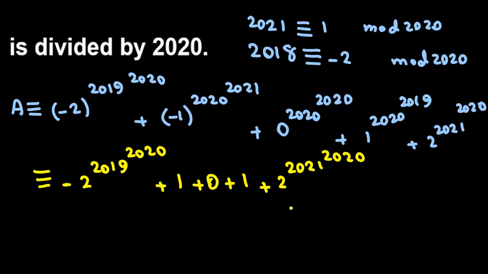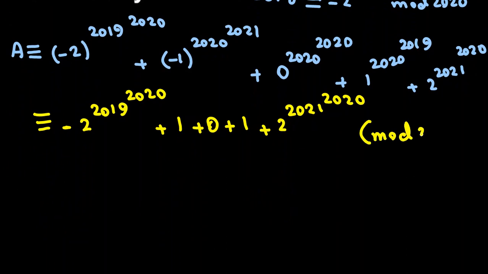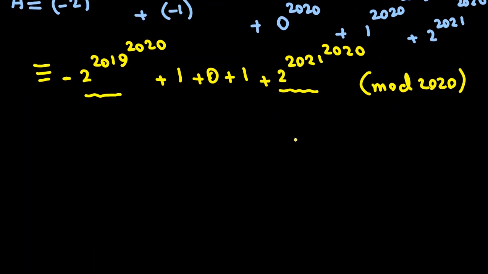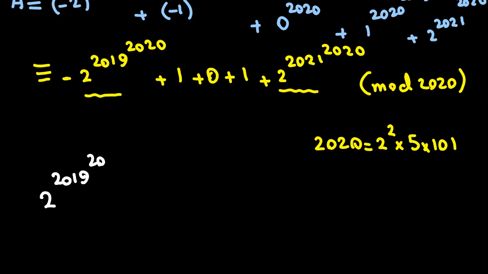So now we should focus, mod 2020. Now we should focus on finding this number and this number when divided by 2020. Okay, so as you remember, in one part I said when you have this number 2020, it's the LCM of what numbers? If you prime factorize, it will be 2 squared times 5 times 101. And for example, I want to find 2 to the power of 2019 to the power of 2020 mod 2020. So instead of that, I can say, okay, a mod 4 is what?